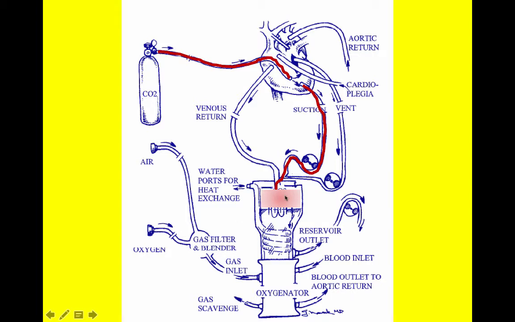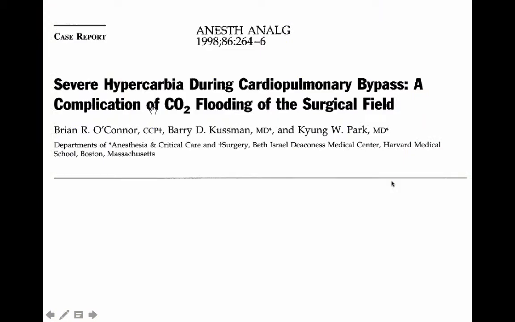And so we have to be aware whenever we're using this technique of CO2 flushing that our CO2 in our blood is going to go up right at this level. We're having CO2 equilibrating in the blood in the venous reservoir, and that's a fairly large surface area in there. And this was written on in 1998, severe hypercarbia during cardiopulmonary bypass, a complication of CO2 flooding of the surgical field. And it makes sense if you think about it.